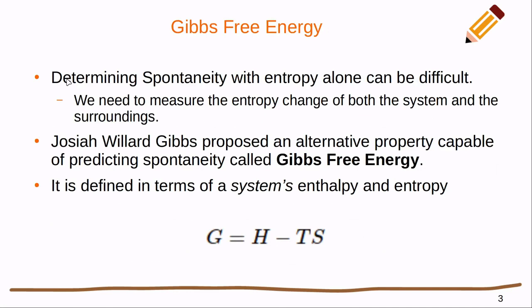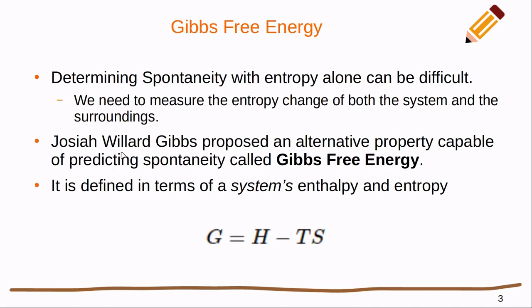So, we know that we can determine spontaneity by figuring out the entropy change of the universe. But this is pretty difficult, and I think we've already alluded to that with our approximation, where we have to find the reversible heat for the system, we have to find the reversible heat for the surroundings, and we have to make temperature measurements of everything.